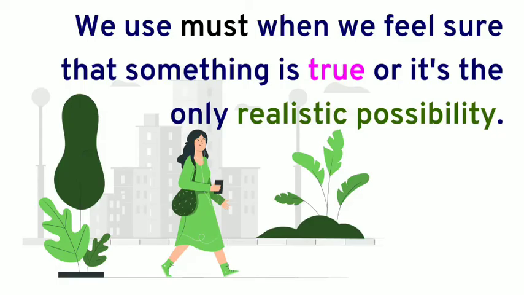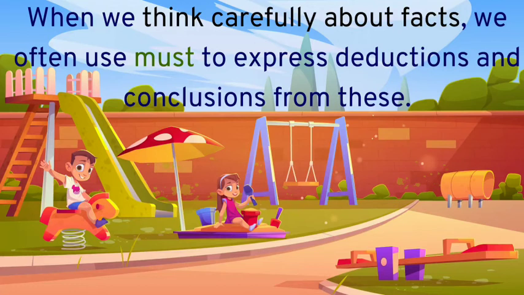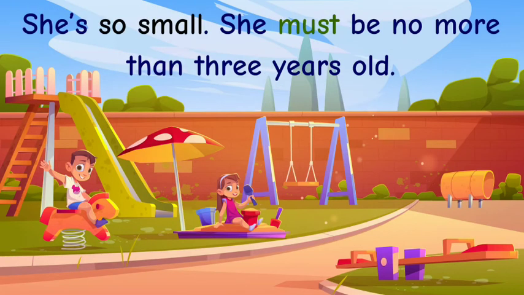We use must when we feel sure that something is true or it's the only realistic possibility. She must live near here because she always walks to work. When we think carefully about facts, we often use must to express deductions and conclusions from these. She's so small. She must be no more than 3 years old.